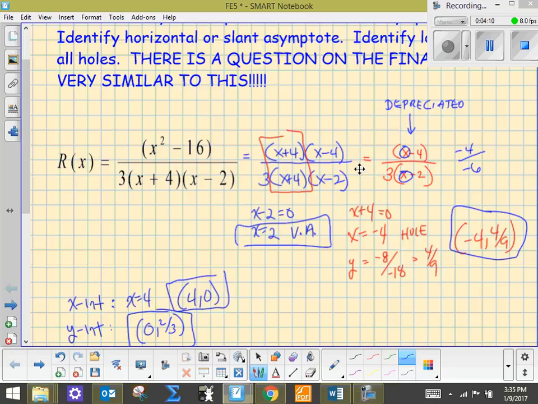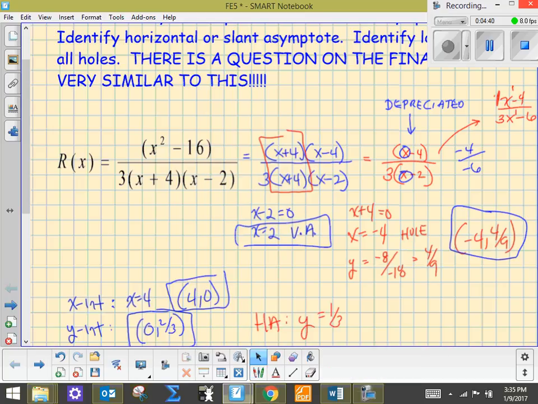For a horizontal asymptote, we're going to compare the leading coefficients. Just rewriting this over here, there's x minus 4 over ultimately 3x minus 6, when I distribute that 3 through. Because these are both to the first power, all we have to do is compare the leading coefficients. So it's 1/3. So I have a horizontal asymptote at y equals 1/3.